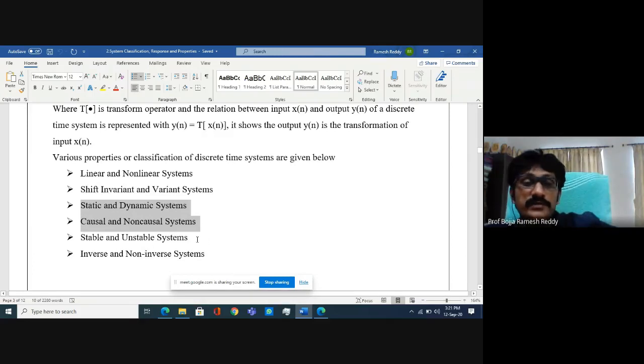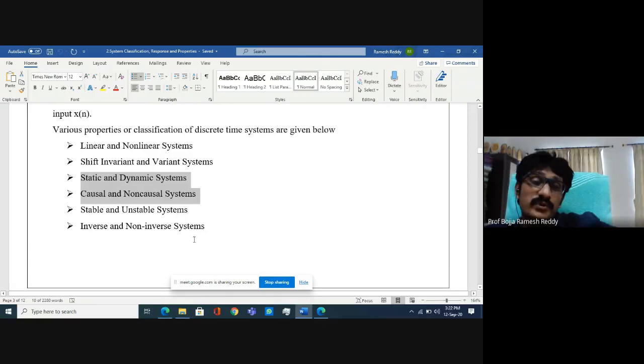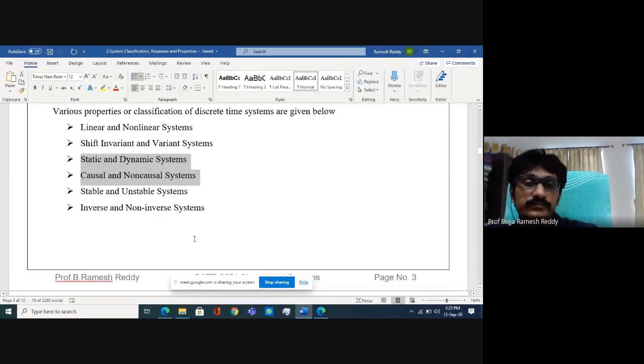Then stable and unstable systems, where we have to give a bounded signal as input to the system and observe the output. If the output is bounded, then the system is called stable. If the output is unbounded, then the system is called unstable. But we have to always give a bounded signal as input to the system and observe the output. If the output is bounded, then the system is stable.